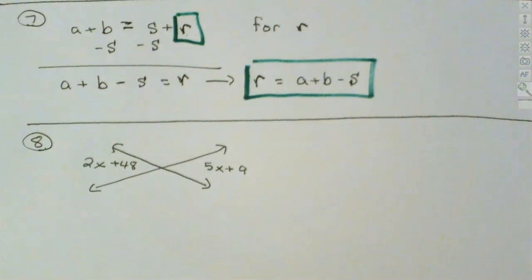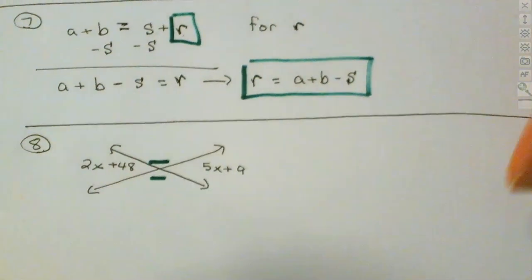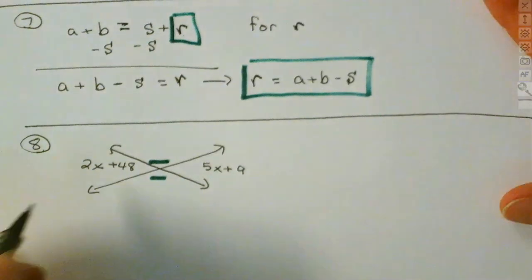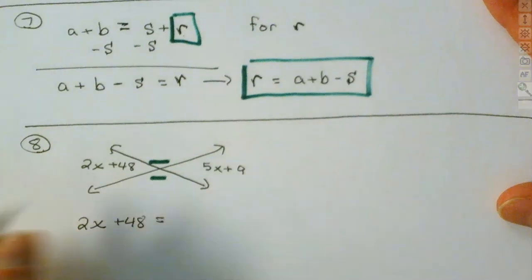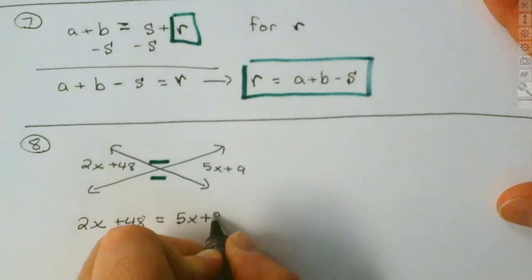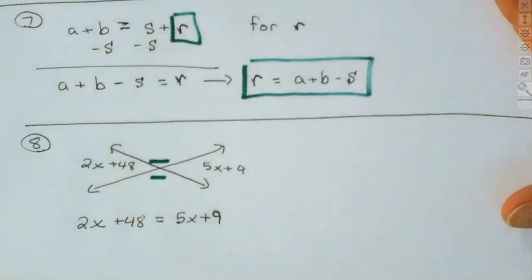We talked about this a little bit last time. These angles, they form an X, don't they? Now, these are called vertical angles. And when you have vertical angles like these, that means they equal each other. The left equals the right, or the top equals the bottom if we had those. So in this case, these are going to be the same. So what is our equation? 2x plus 48 equals, now 5x plus what? 9.